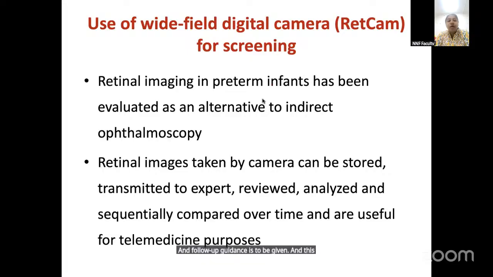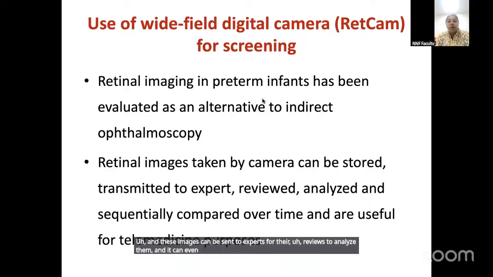This is the newer technique, that is use of a wide field digital camera, that is a RetCam. In this, trained nurses can take the retinal images in preterm infants, and these images can be sent to experts for their review to analyze them, and it can even be documented.